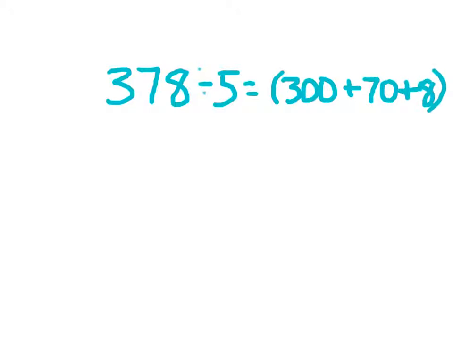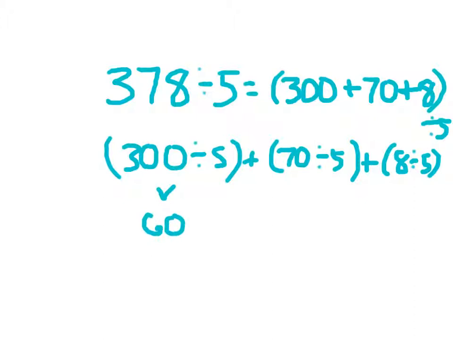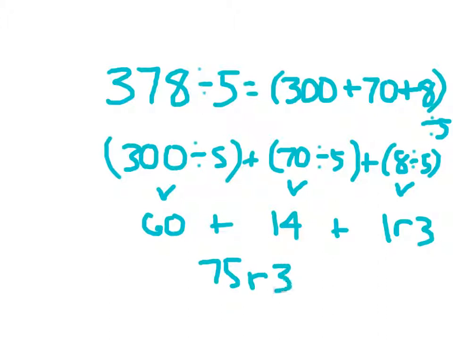Then we're going to take each of those parts and divide them by 5. So we have 300 divided by 5 plus 70 divided by 5 plus 8 divided by 5. 300 divided by 5 is 60. 70 divided by 5 is 14. And 8 divided by 5 is 1, with a remainder of 3. We add those together. We get our answer, 75, with a remainder of 3.